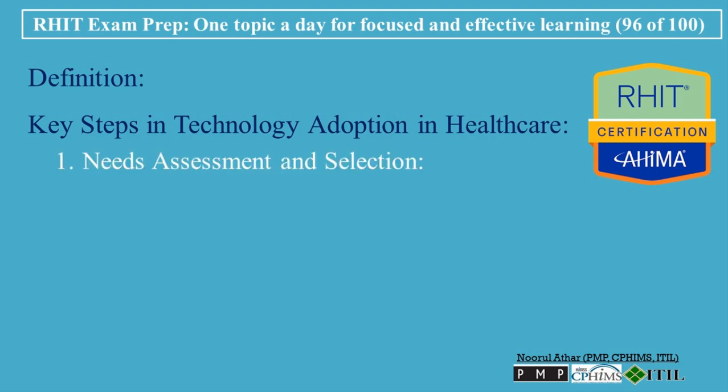1. Needs assessment and selection. Before adopting new technology, healthcare organizations must assess their specific needs and identify gaps in current systems. This involves evaluating which technologies will address these gaps and align with the organization's goals for improving patient care, operational efficiency, and regulatory compliance. Example: a hospital identifies that its current EHR system lacks interoperability features, leading to inefficient care coordination. After assessing the need for a more integrated system, the hospital selects a new EHR platform with enhanced data exchange capabilities.